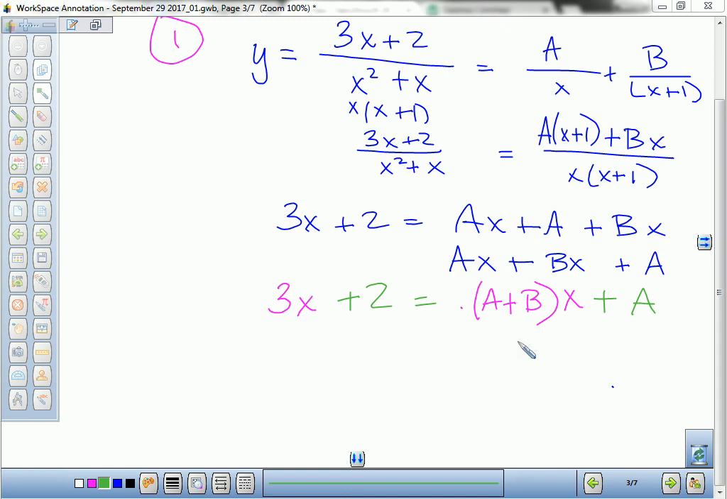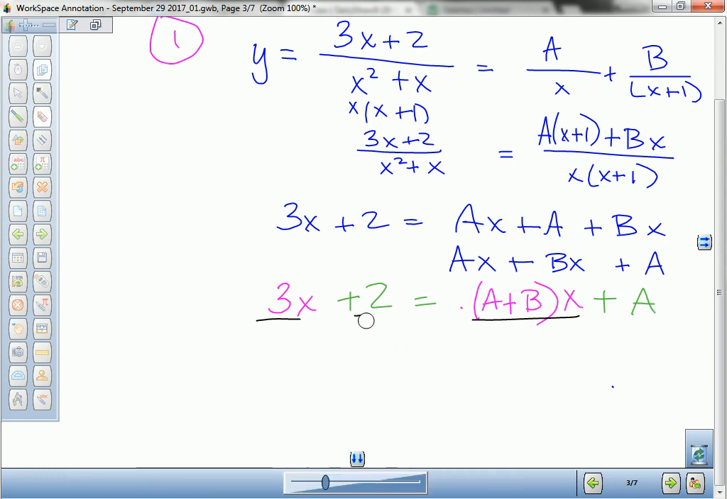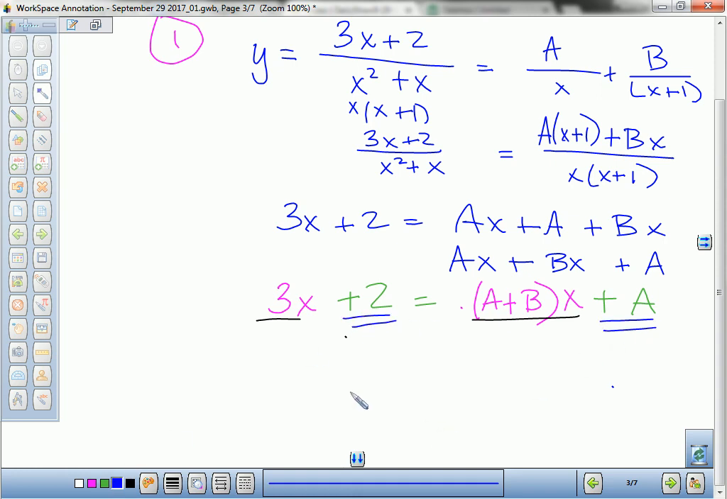So at this point, for these two things to be equivalent, this one has to equal this one, and this one would have to equal that one. Systems. It's A equals 2, so it's not the 3 equals A plus B. The 2 has to equal A. So we know A is 2, and so B is 1.